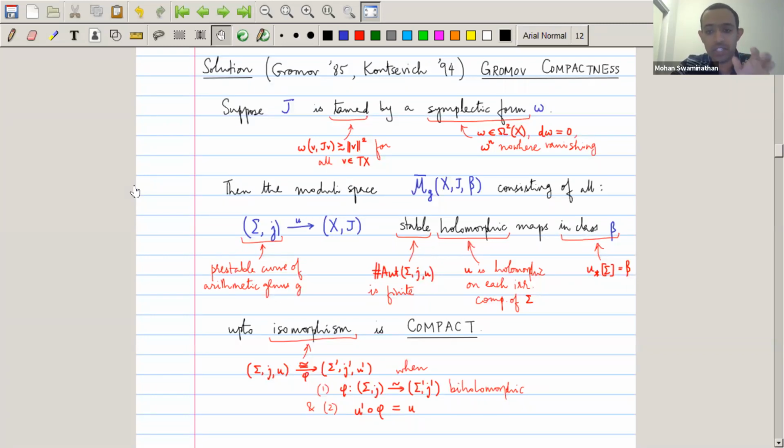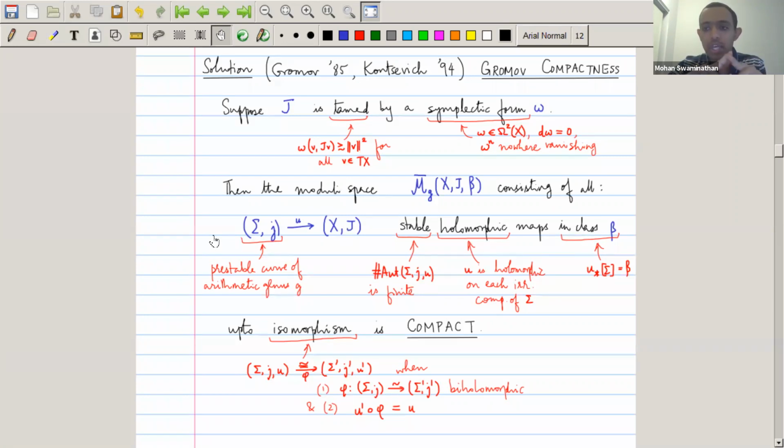It's called the moduli space of stable holomorphic maps of genus G in class beta. And what that means is the following. So again, this looks like a map from a Riemann surface to X, except that now our domain may not be a Riemann surface, but it could be what's called a pre-stable curve of genus G. So in other words, this is a projective connected curve, which has at worst nodal singularities.